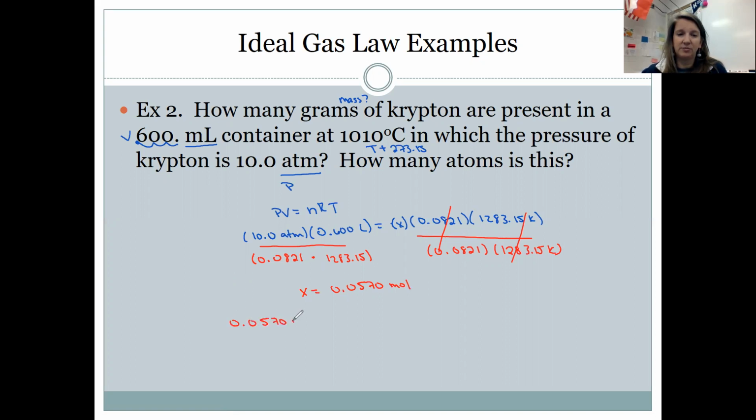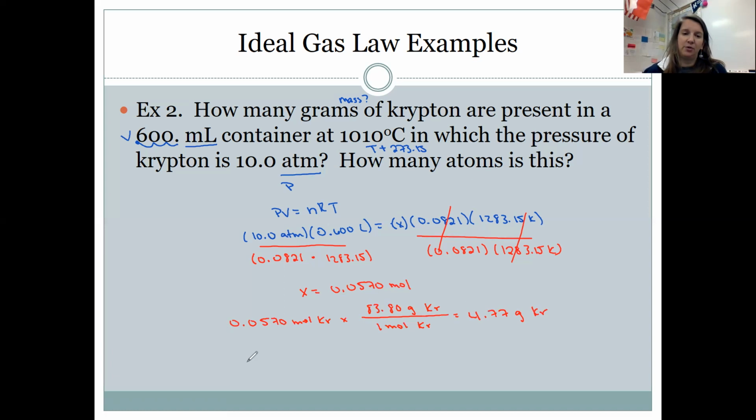0.0570 moles. And this is krypton. And I got to have moles on the bottom here, and use the molar mass of krypton up here on the top, 83.80. So I'm just going to go ahead and multiply those together. And rounded to 3 sig figs, I'm going to get 4.77 grams of krypton.